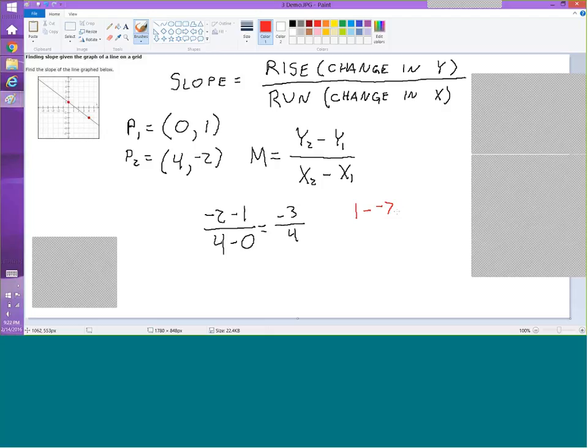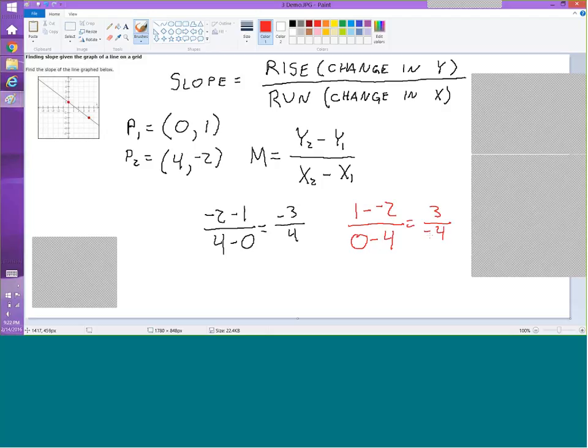So I have 1 minus negative 2. And at the bottom, since I'm calling point 1, point 2, my x2 is going to be 0, minus my x1, which would be 4 this time. That's going to give me 1 minus negative 2 is positive 3, divided by 0 minus 4 is negative 4, which is still just a negative 3/4.